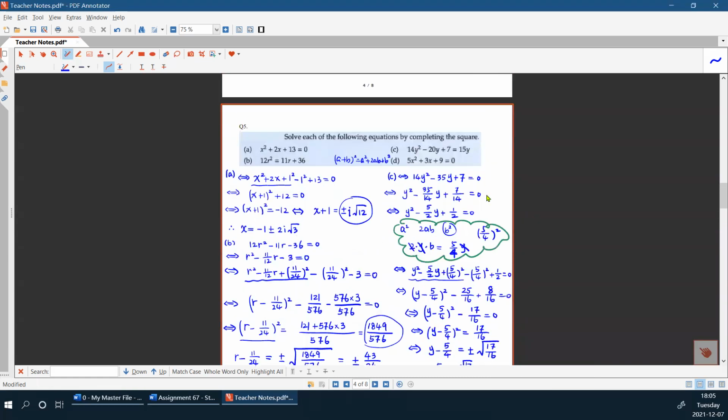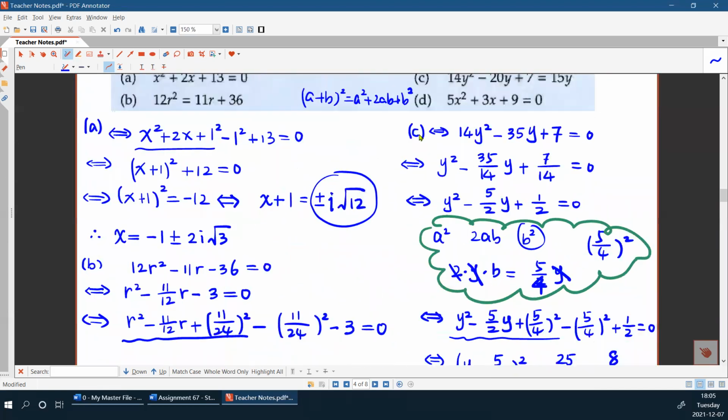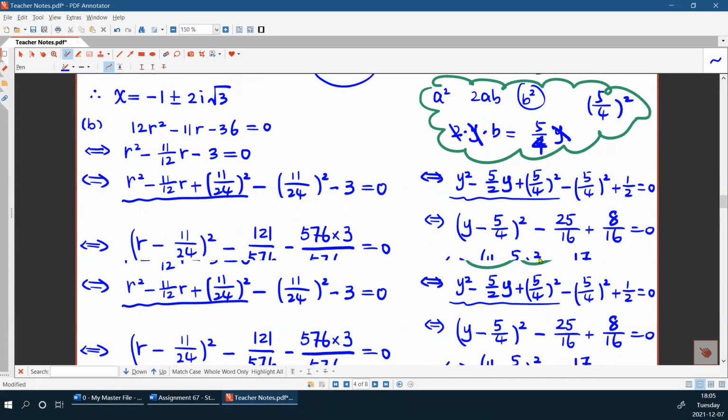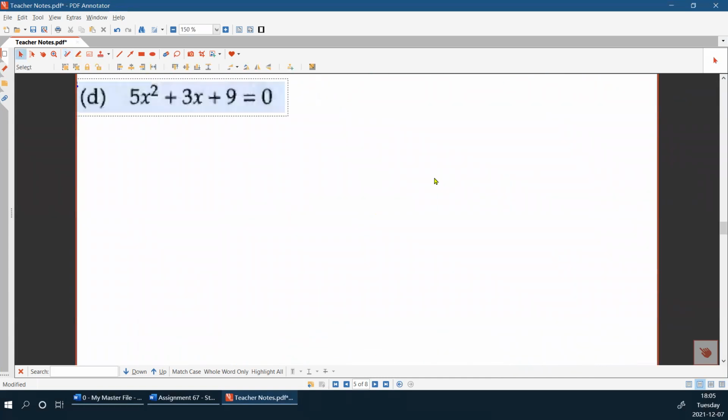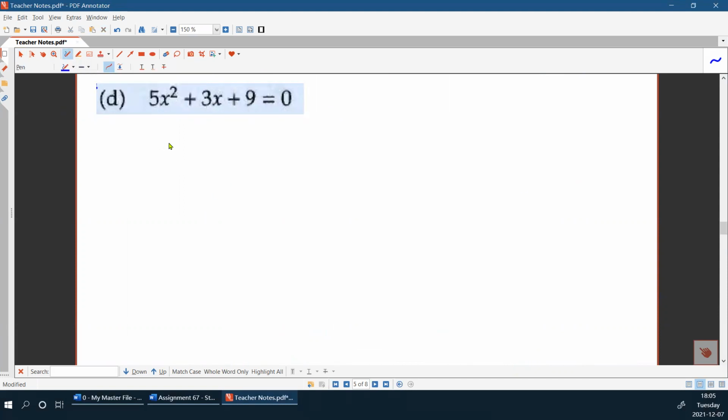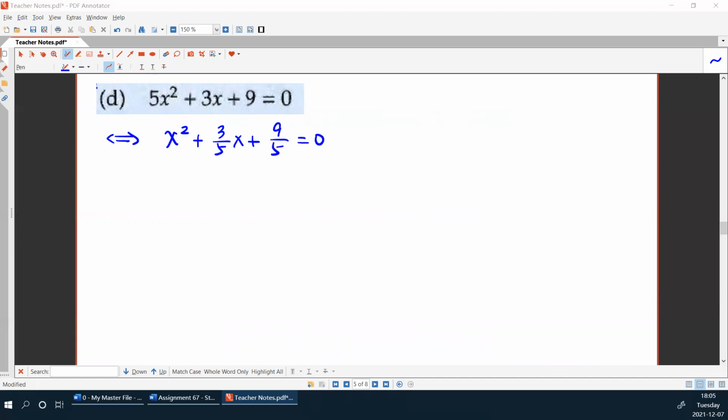Okay, let's have a look at the next one. I'm running out of space, so I'll copy this equation to the next page. All right, last equation. Again, we can use the same method, right? Because the leading coefficient is not 1, usually we'll divide both sides by the leading coefficient to make the equation look a little easier. So we divide both sides by 5. The original equation is equivalent to x squared plus 3 over 5x plus 9 over 5 equals 0, right?